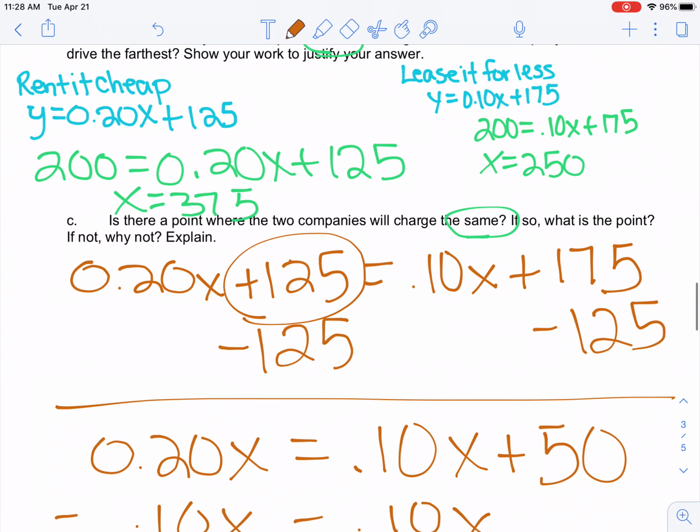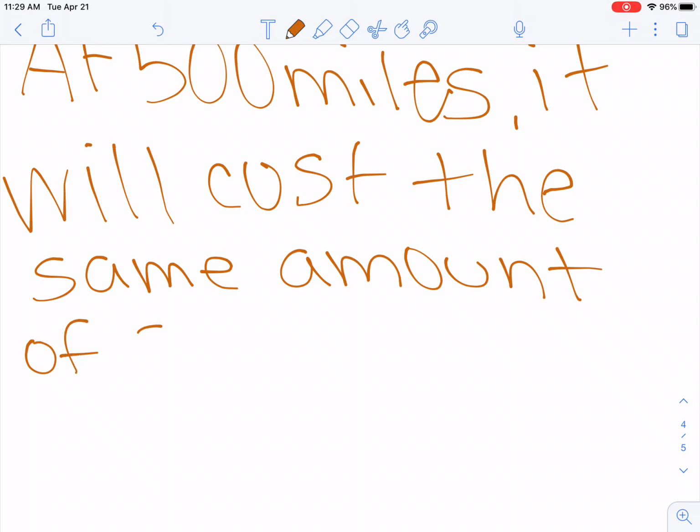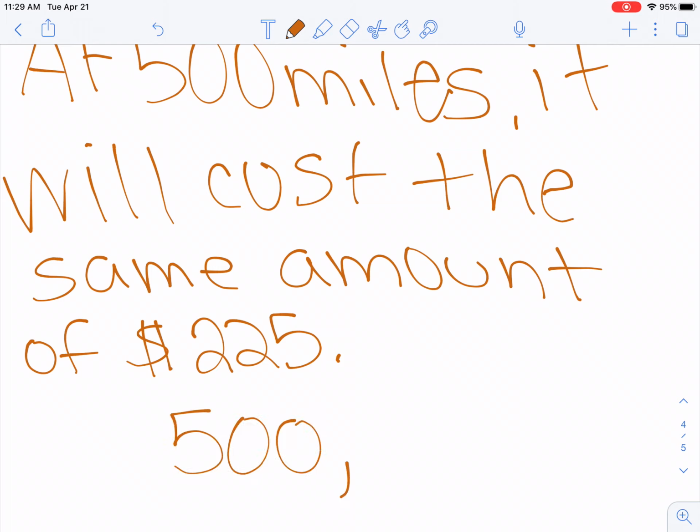Well, we can go back up to either equation, and in place of X, we're going to put 500. So I'm going to look at Rent It Cheap. 20 cents times 500 plus 125 would be $225. They would cost the same amount, $225. So at (500, 225), these lines would intersect on the graph.